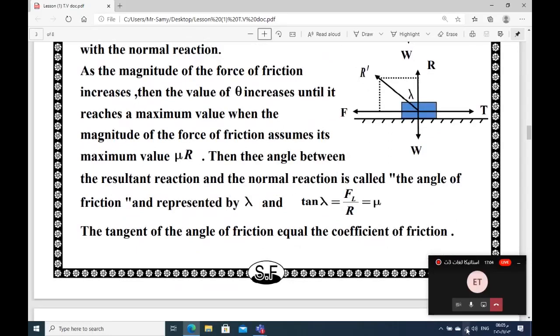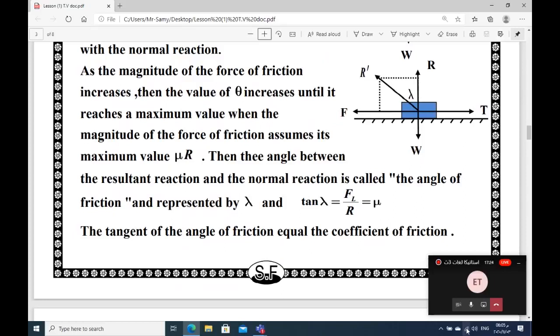وخلي بالك أنا عاوز الطلبة تبقى عارفة الأسماء مش السيمبلز بس. السيمبلز دي ممكن تتغير، ممكن أسميها ثيتا، ممكن أسميها ألفا. أنا عاوزك تعرف الاسم، the name of this angle. It is the angle of friction. What's R dash? The resultant reaction. What's R? The normal reaction.